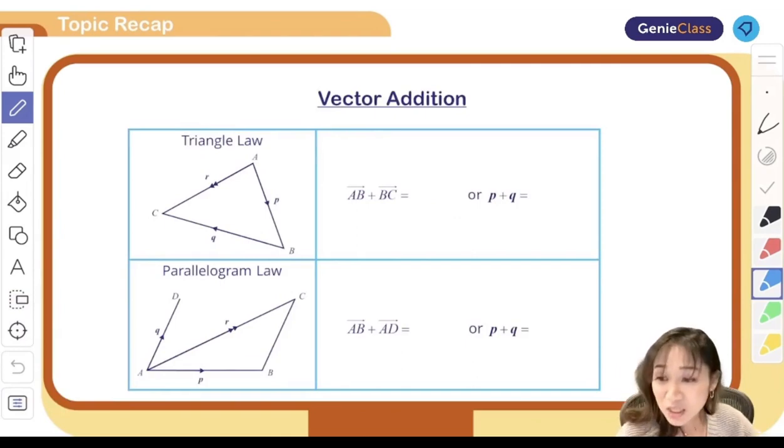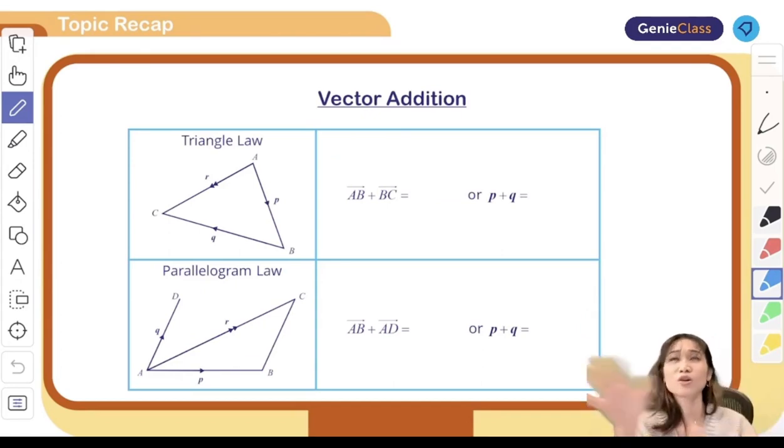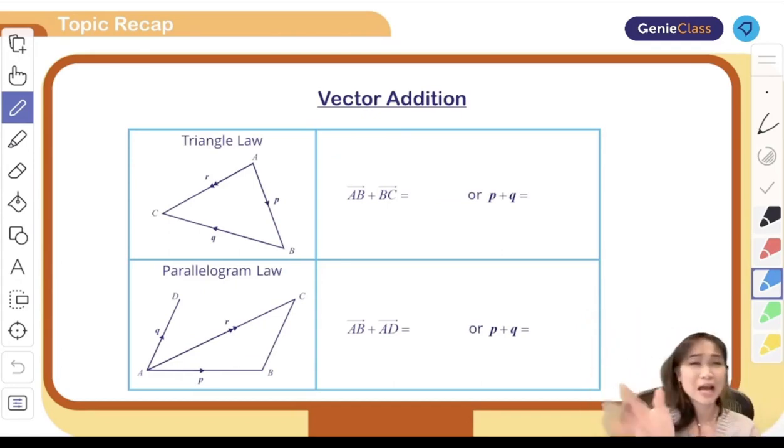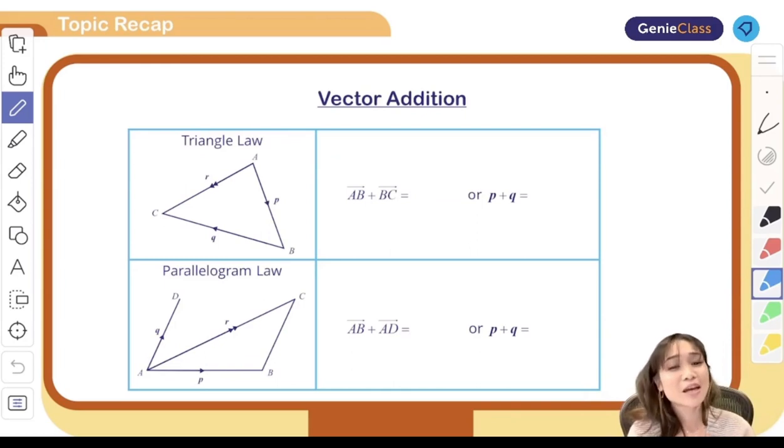Next, vector addition. So we have triangle law as well as parallelogram law. Like I said in previous lessons, both ways work. It's like if you want to drive from Pasir Ris to Jurong, there are many ways you can go. You can go through Orchard Road, or you can go all the way to Sentosa, then you go back up, or you can go all the way to Yishun and then you go to Jurong. There are so many ways you can drive there, right?